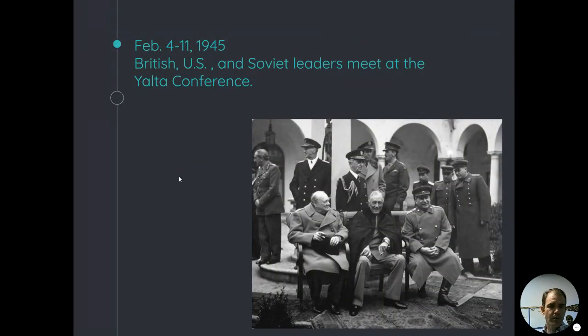February 4th through 11th, the British, the United States, and the Soviet leaders meet at the Yalta Conference, and this is where they kind of make their plans for the end of the war. This is an iconic picture because we have Joseph Stalin, Franklin Delano Roosevelt, and Winston Churchill all together.